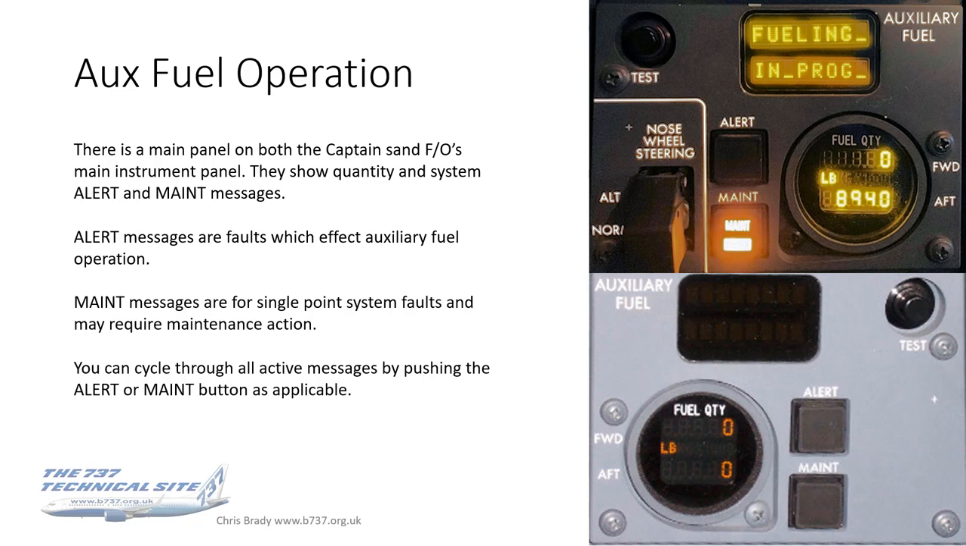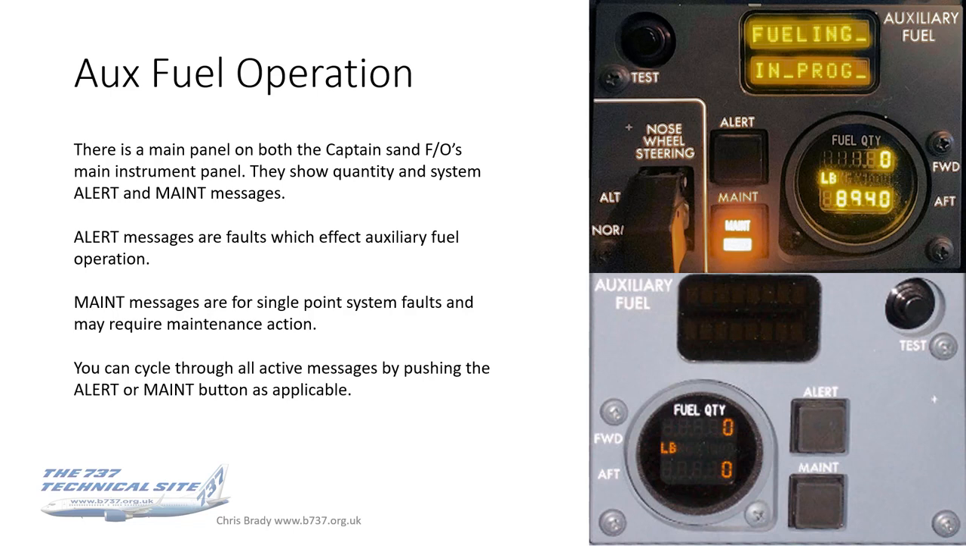There are two auxiliary fuel main display panels, one on the captain side and one on the FO side, so you can both monitor the fuel. You can probably see which one's the captain's, because that's got the nose wheel steering on that side as well. Obviously nothing to do with auxiliary fuel, it's just where it's located in the flight deck.